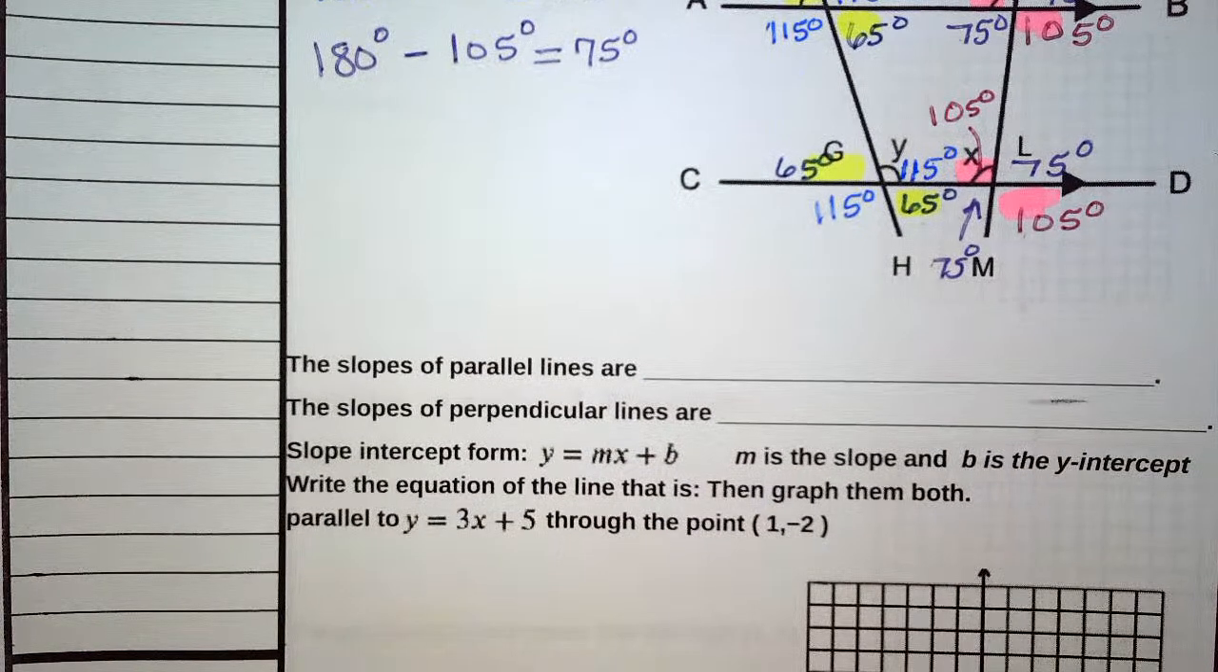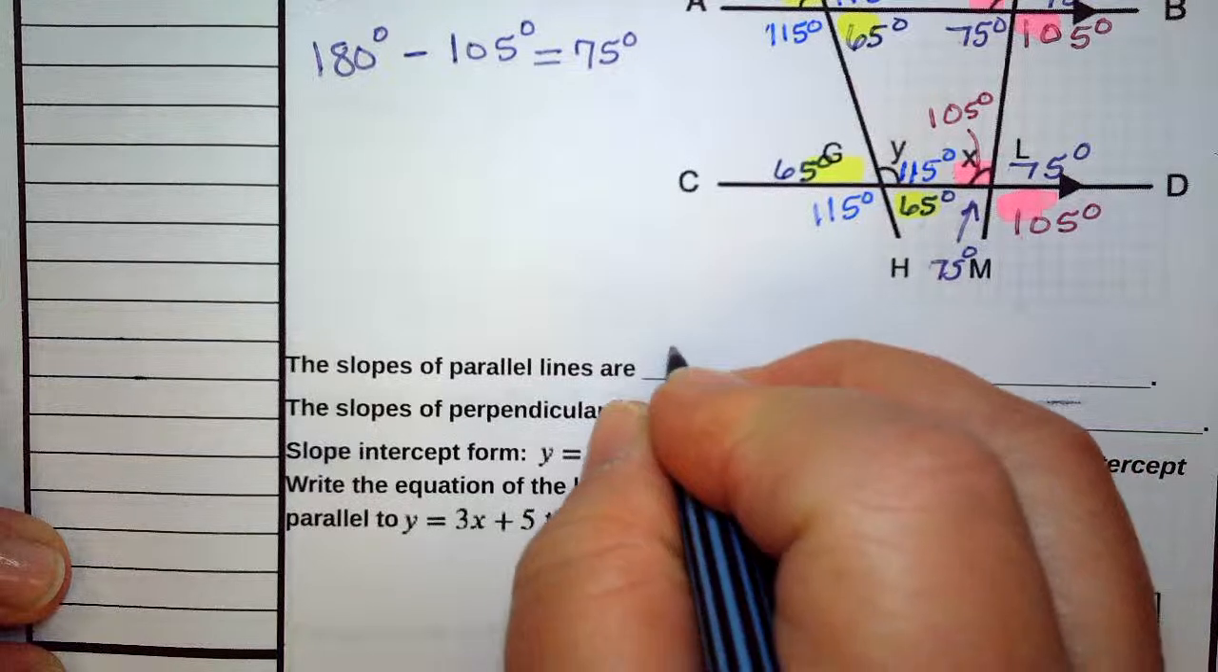So let's think about parallel lines. What about, especially, the slope of parallel lines? If the lines are parallel, what do the slopes have to be? Well, to be parallel, they've got to go exactly the same way. So if they're parallel, then the slopes of the lines are the same.